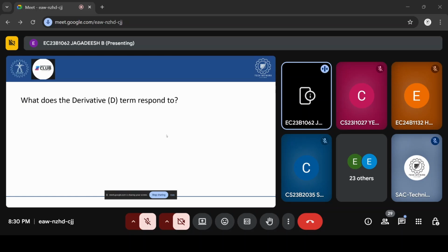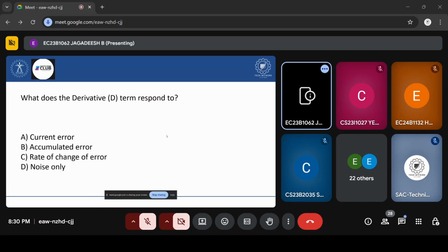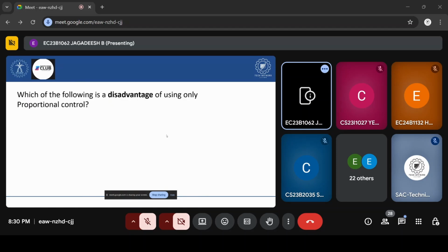What does the derivative term do? Actually, this one is easy. Derivative means rate of change. So C.